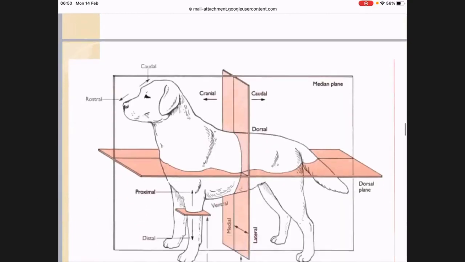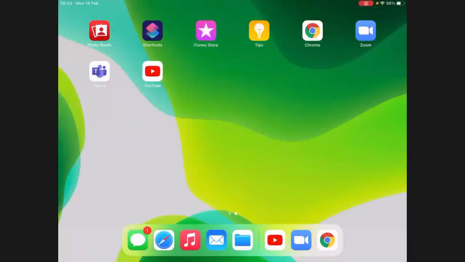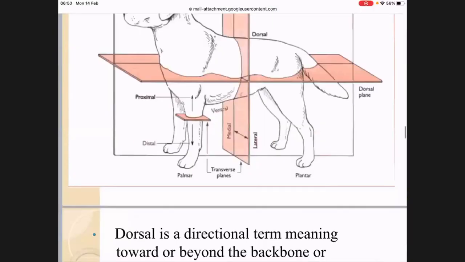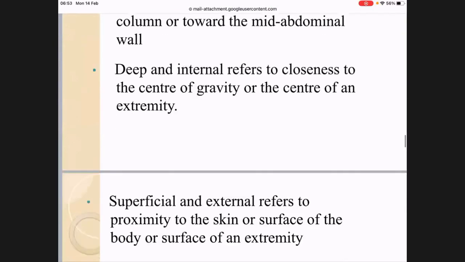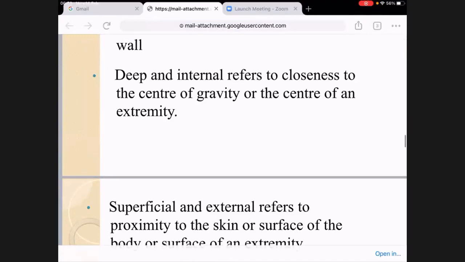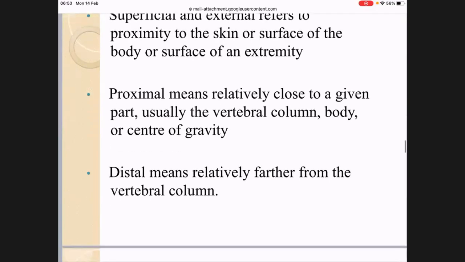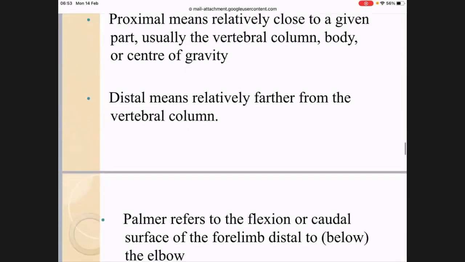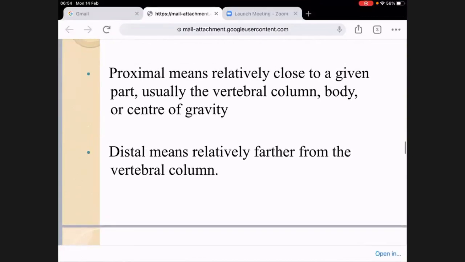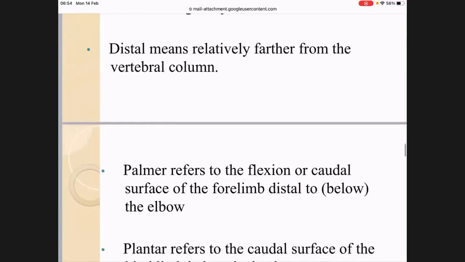Medial, lateral: close, away. Dorsal, ventral, deep, internal. Superficial is something close to the skin or the surface. Distal is away from the vertebral column. Proximal is close to a given part, whatever it is. It does not only refer to the head or medial; whatever is close is proximal to that, and distal is away from that.